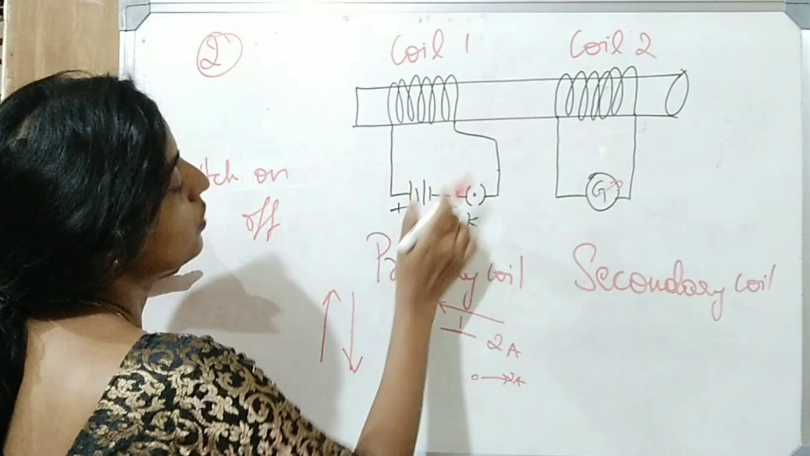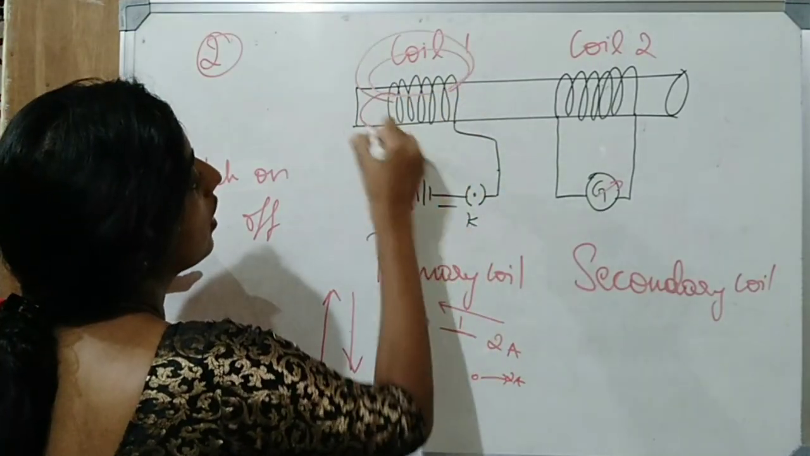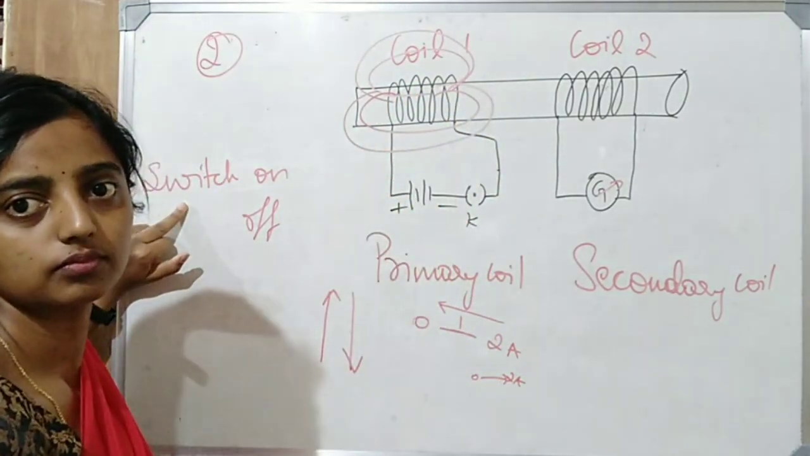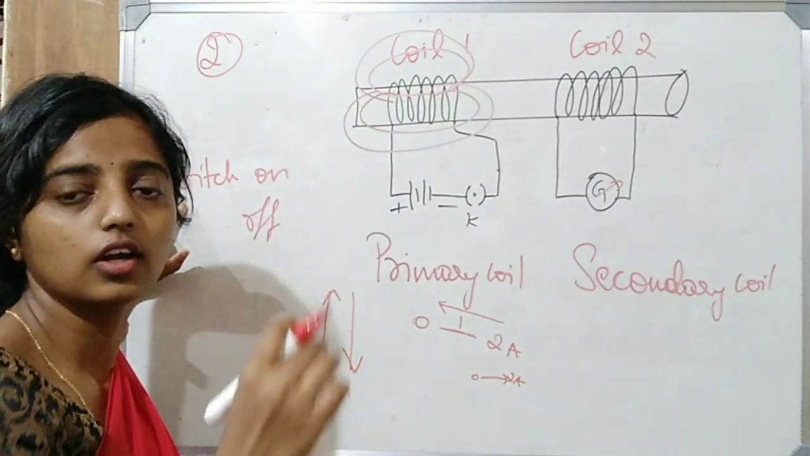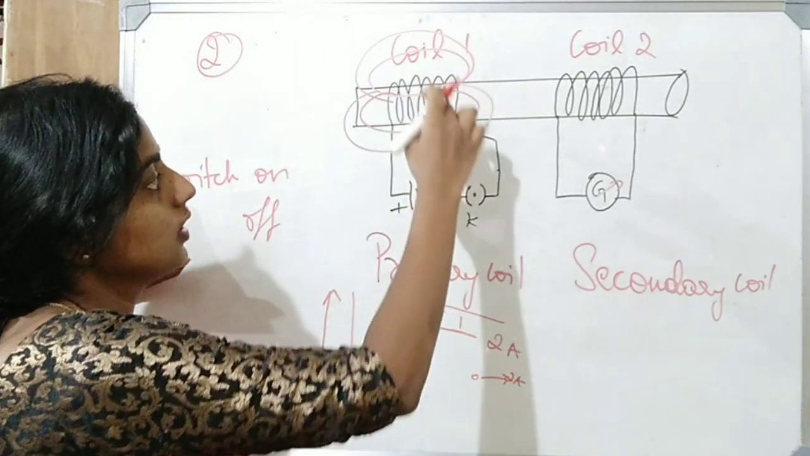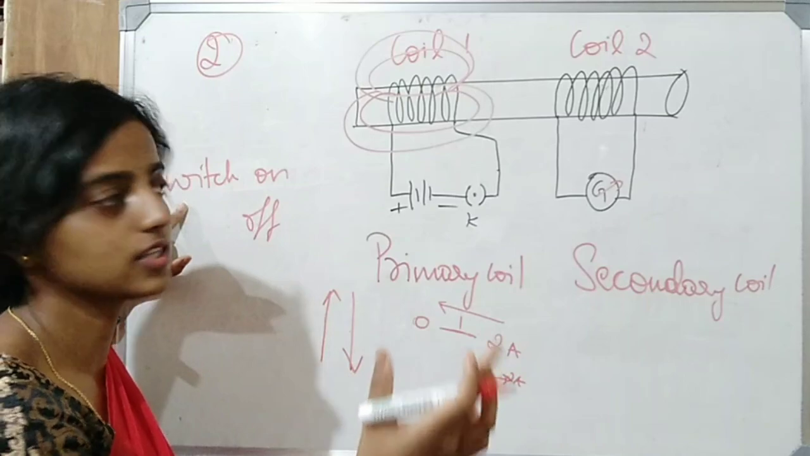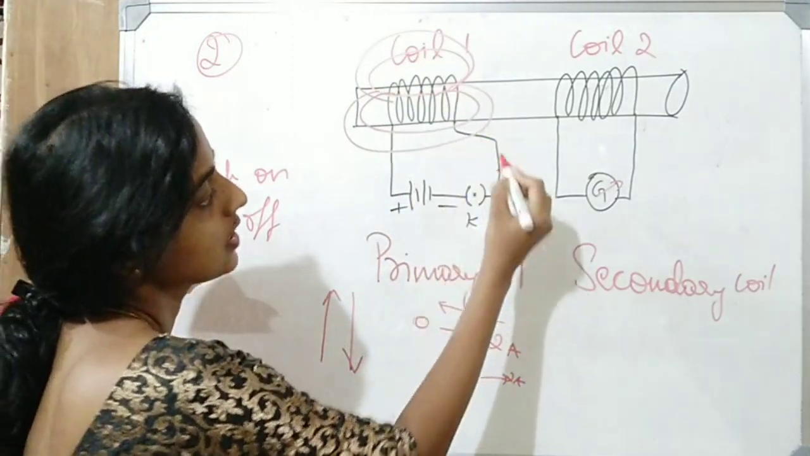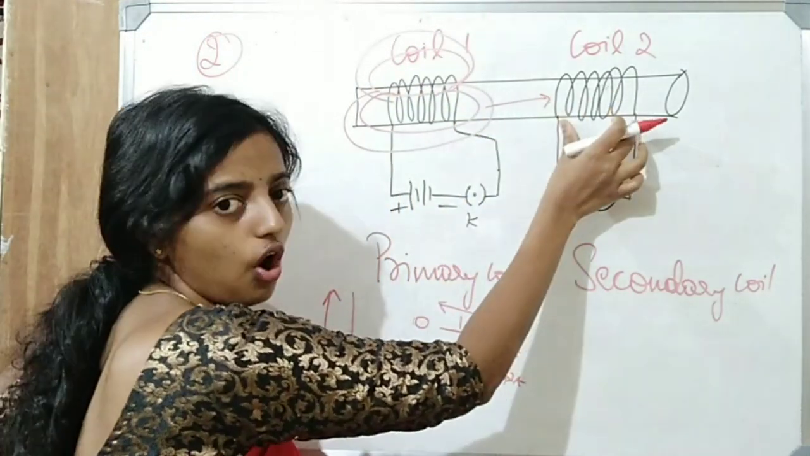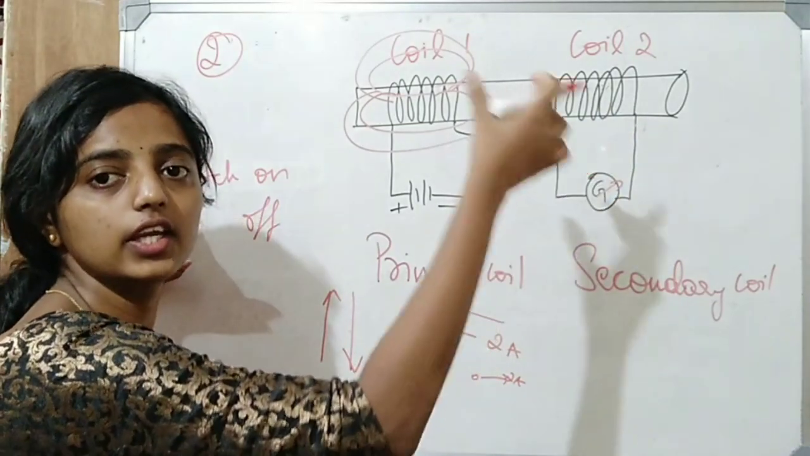How? When we switch on, we will get magnetic field lines here. As Hans Oersted told, when we have a current carrying conductor, we will get magnetic field lines. When these magnetic field lines link with this coil, they will produce induced current.